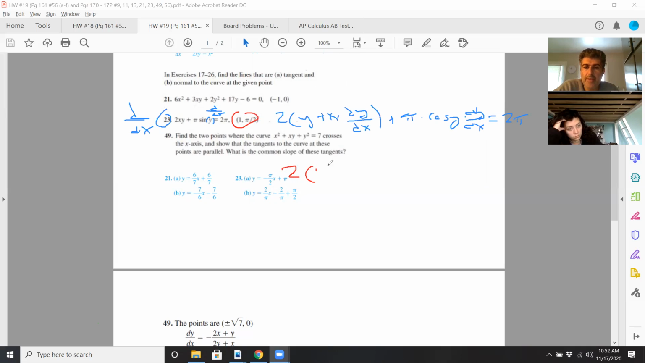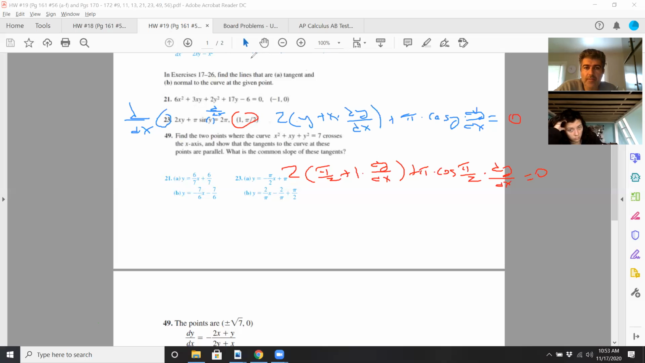So you have 2 times pi over 2 plus 1 times dy over dx plus pi times cosine pi over 2 times dy over dx. And I messed up. The right side is not 2 pi, it's 0. We know this. The derivative of any constant is 0. My bad. Equals 0. Now you got to solve for dy over dx.